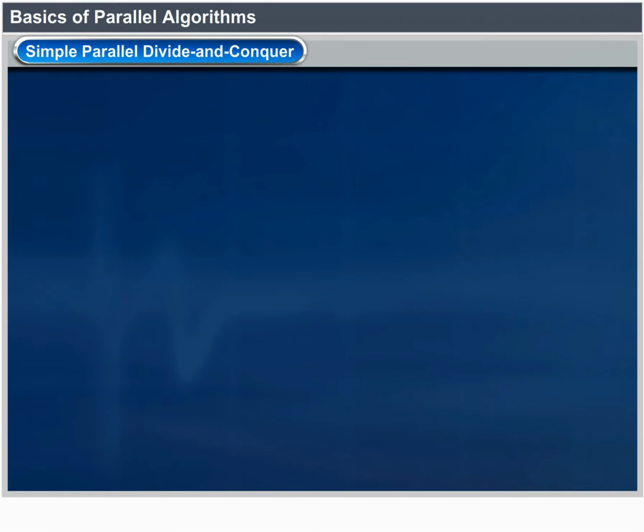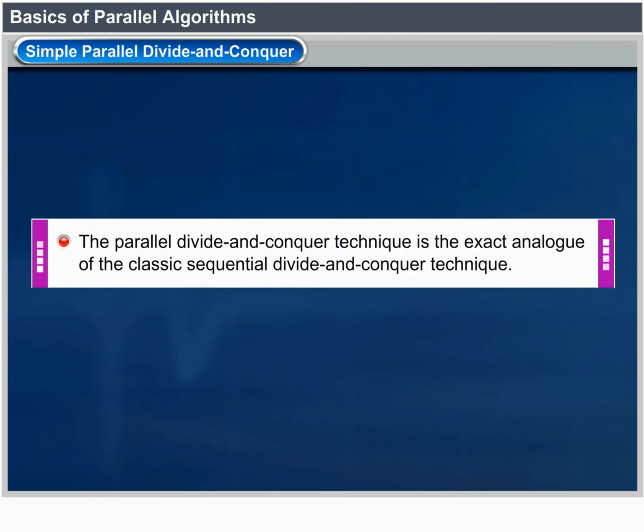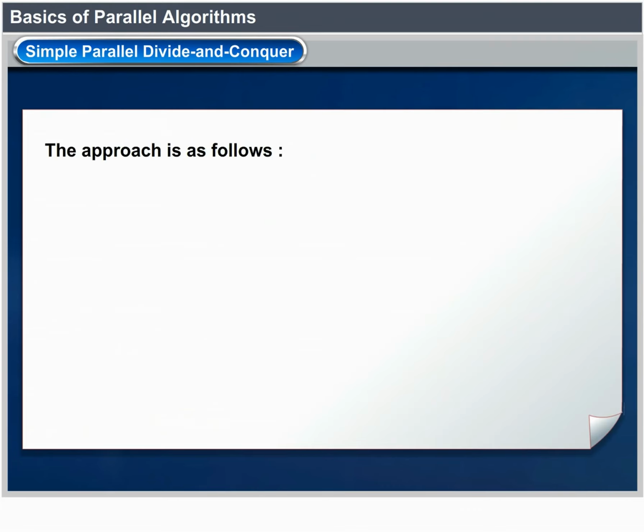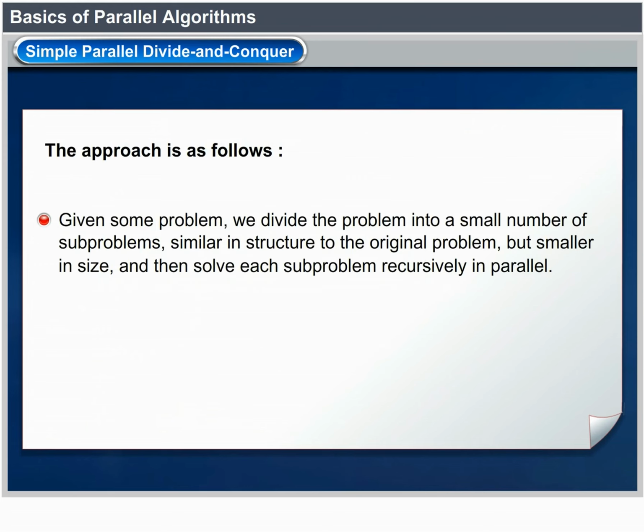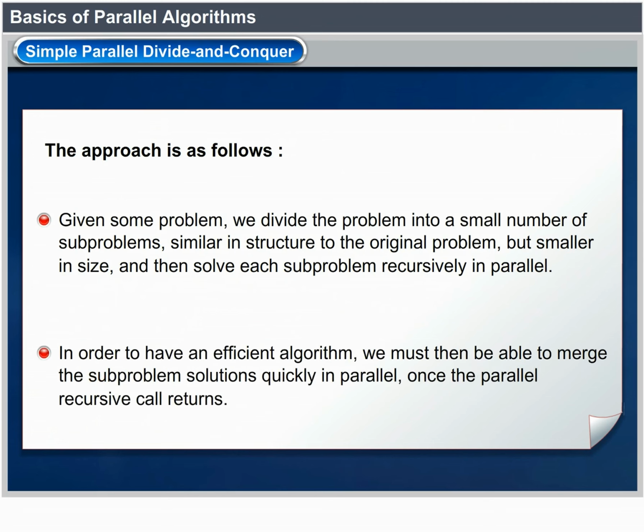Simple parallel divide and conquer. The parallel divide and conquer technique is the exact analog of the classic sequential divide and conquer technique. The approach is as follows. Given some problem, we divide the problem into a small number of sub-problems similar in structure to the original problem but smaller in size, and then solve each sub-problem recursively in parallel. In order to have an efficient algorithm, we must then be able to merge the sub-problem solutions quickly in parallel, once the parallel recursive call returns.